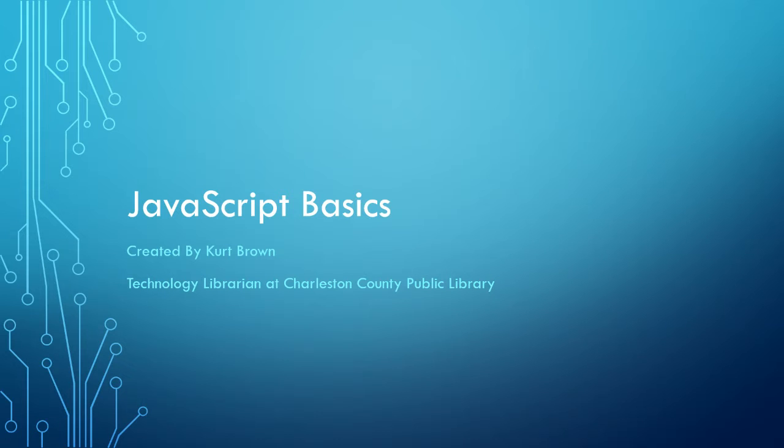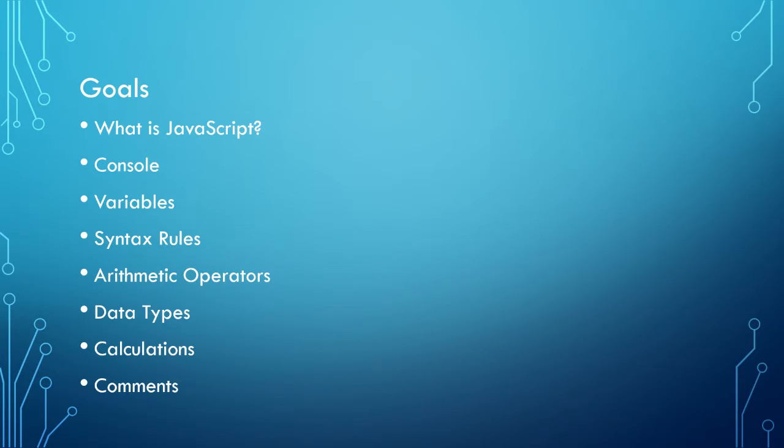In this video, we're going to be going over JavaScript. This is the 6th of 8 web development videos. As you can see, there's a lot we're going to be going over in this video. We're going to be learning about what JavaScript is. We're going to be using the console. We're going to learn how to create a variable. We're going to learn about rules, arithmetic operators, data types, calculations, and how to make comments.